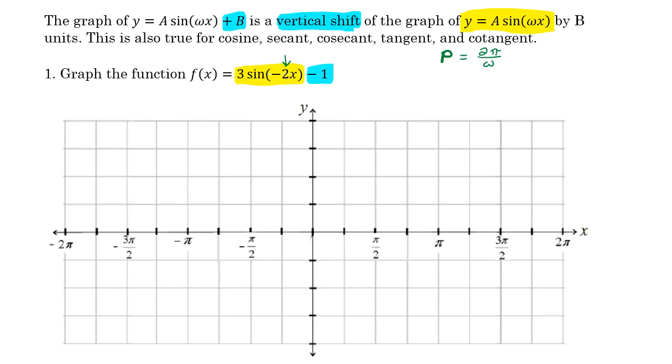So what I want to do here is use my even-odd properties. Since sine is an odd function, the sine of the opposite of something is the same as the opposite of the sine of that thing. So I'm going to rewrite my function taking out that negative value. It's going to be -3 sine 2x minus 1. My omega value here is 2 then. If I divide 2 pi by 2, I can get my period, which is going to be pi.